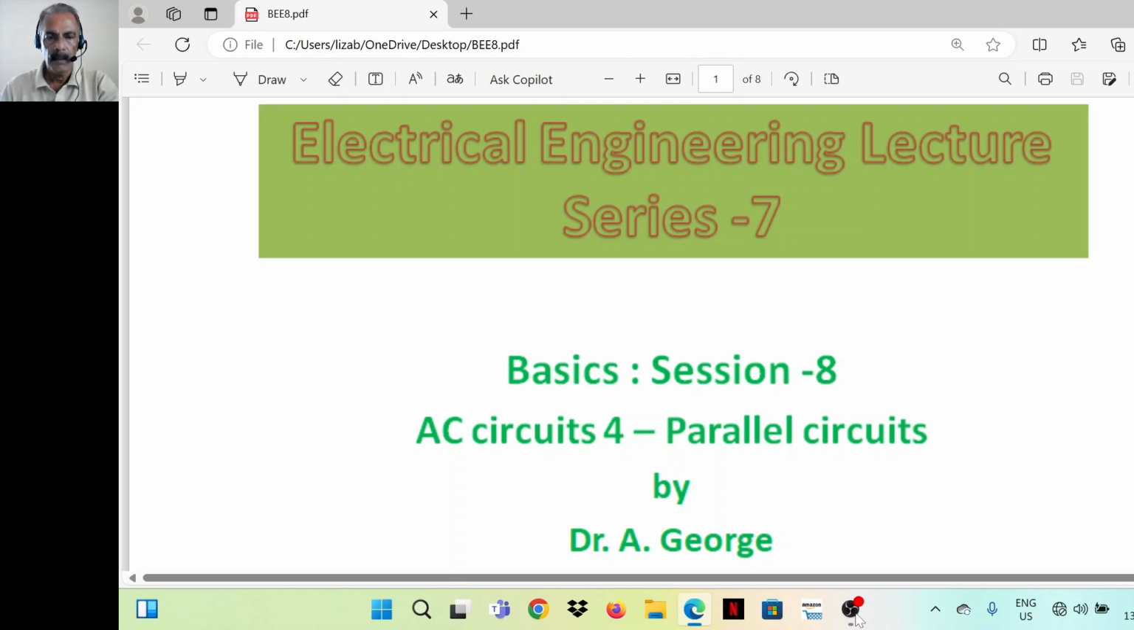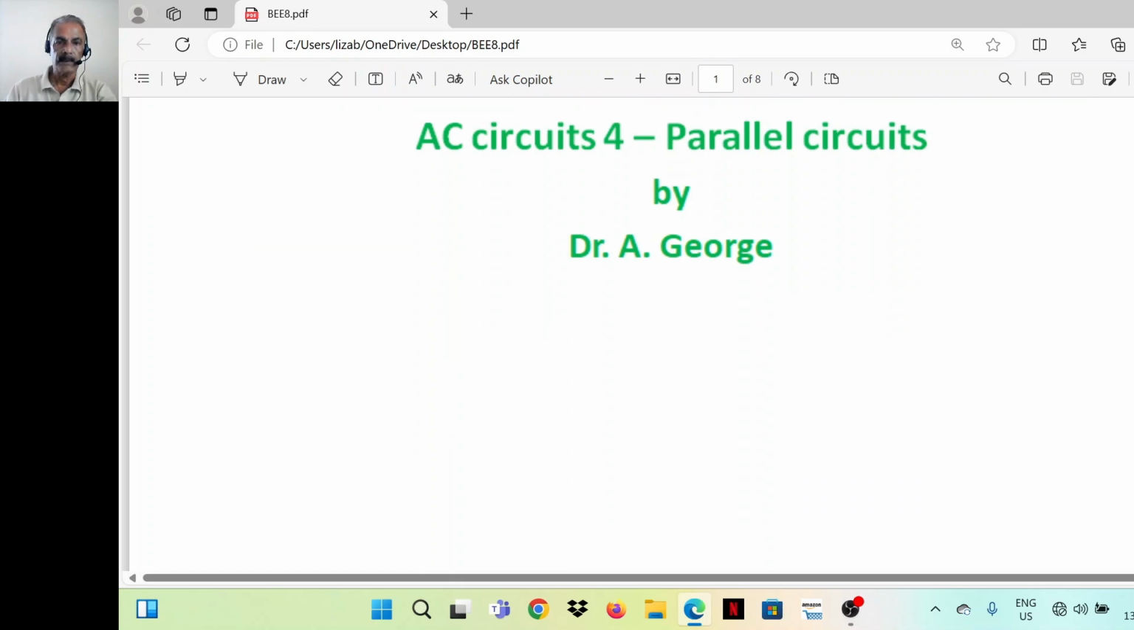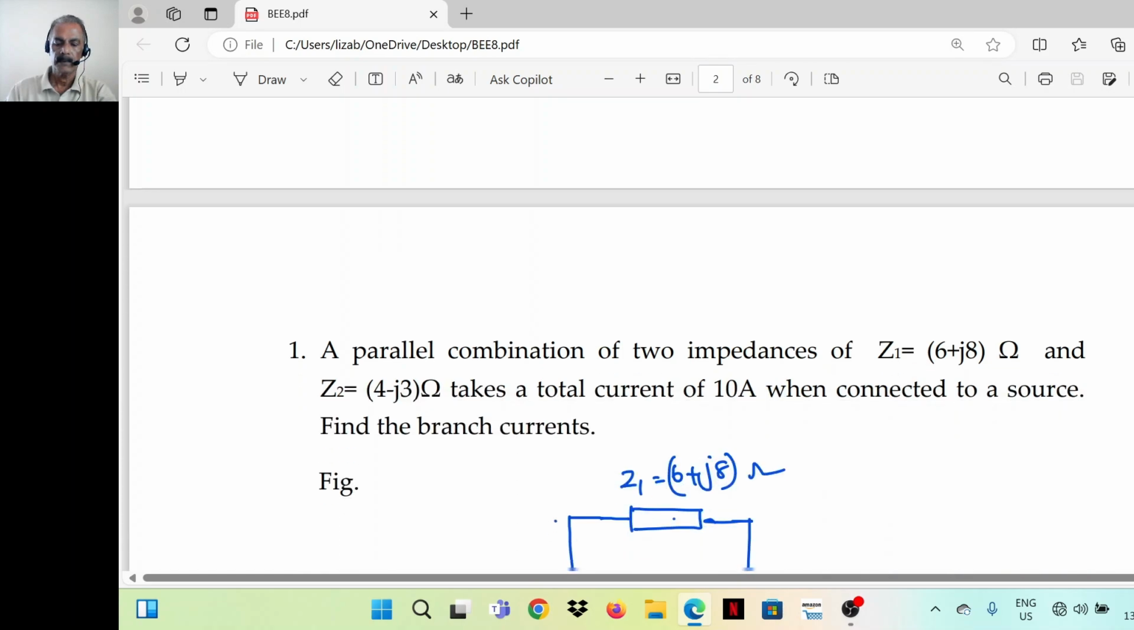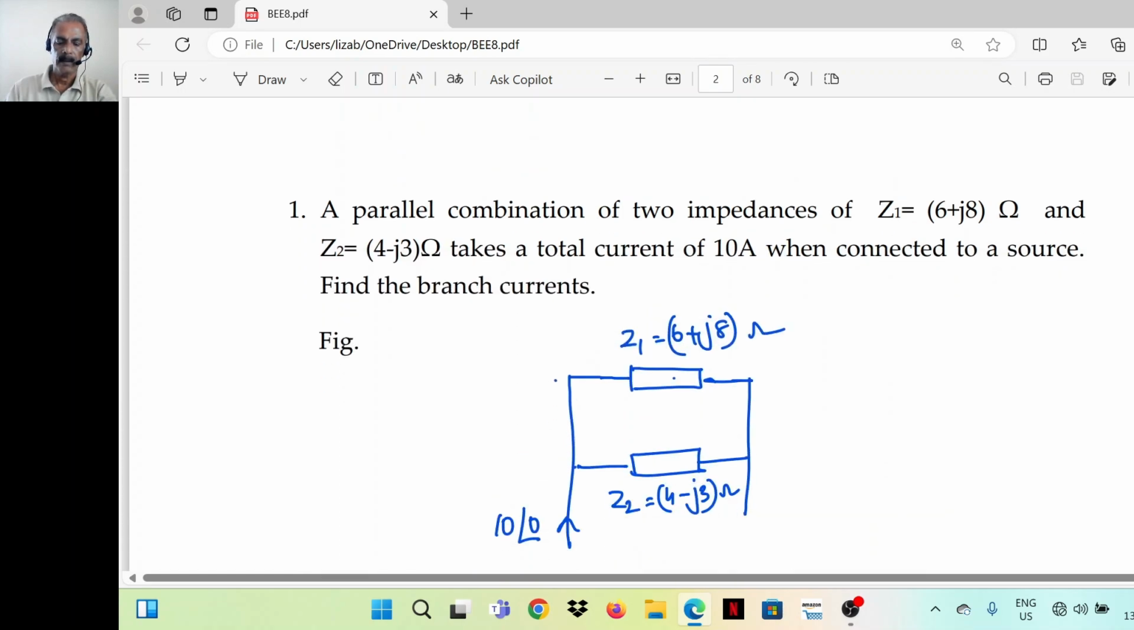What is covered in today's session is parallel AC circuits, and we'll be working out some problems in parallel circuits. The first question is: a parallel combination of two impedances, Z1 equal to 6 plus J8 and Z2 equal to 4 minus J3, takes a total current of 10 ampere when connected to a source. Find the branch currents.